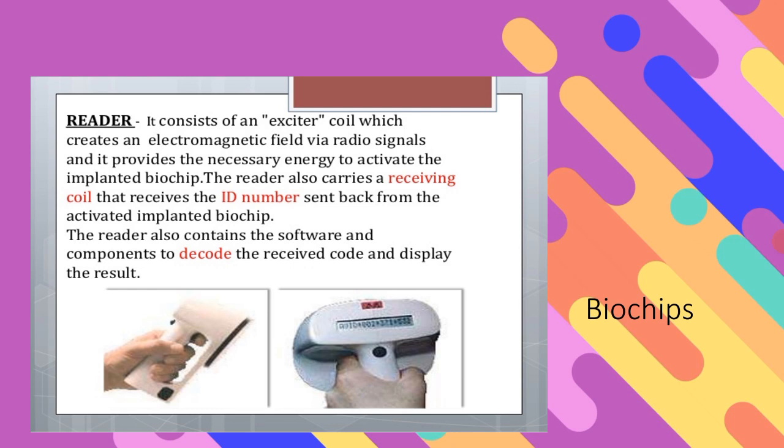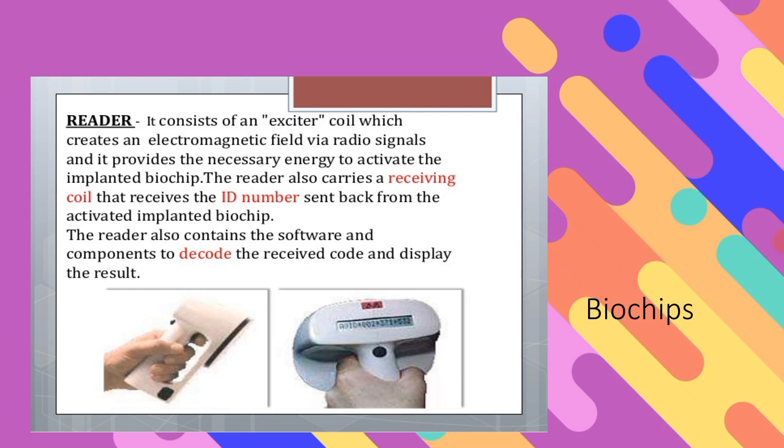Now coming to our reader part. The reader will consist of the exciter coil, and this coil will create the electromagnetic field via the radio signal. What will this exciter coil do with the help of the radio signal? The exciter coil will produce the electromagnetic field, which provides the necessary energy to activate the implanted biochip.